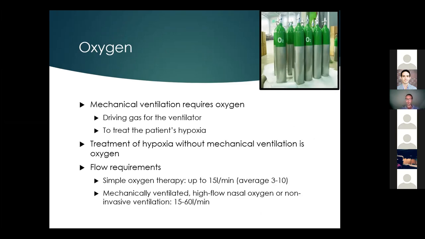The treatment, therefore, if we're not going to use mechanical ventilation, is oxygen. And the flow rates are quite interesting to look at. If we're going to treat a patient simply with oxygen, we need to provide them with up to, you could say, 15 liters per minute. We're working on some studies at the moment to try and quantify that more accurately. You could say the average is probably between 3 and 10 liters per minute for patients on oxygen. However, if we're going to ventilate them mechanically, or use these intermediate therapies that have quite a lot of attention at the moment, like high flow nasal oxygen, CPAP, BiPAP, or non-invasive ventilation, you need very high flows, 15 to 60 liters per minute.